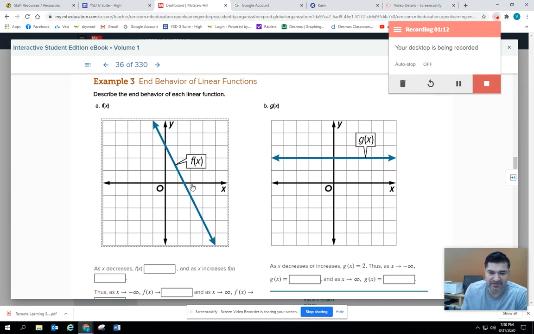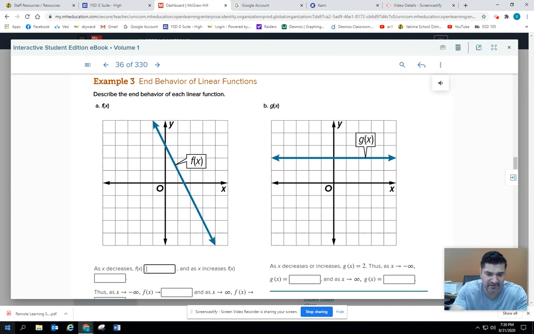So as x decreases, that means as x goes to the left, what's happening to our function? It is increasing. F of x increases as x decreases. As x increases, so as x is getting bigger, what's happening to our function? Our function is going down. It decreases.